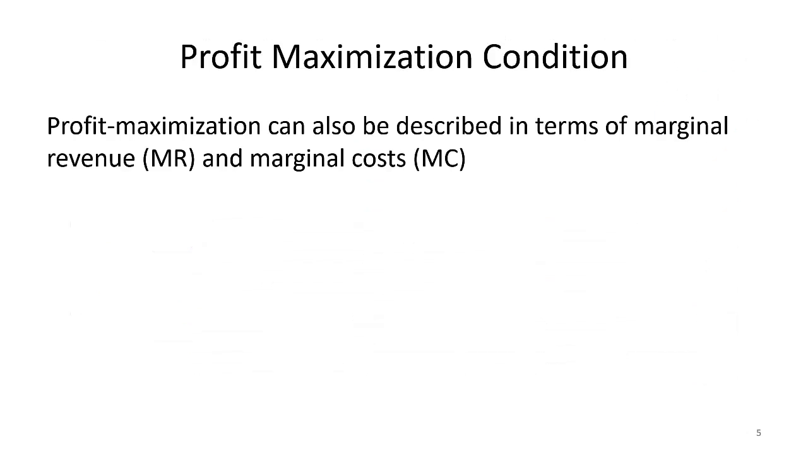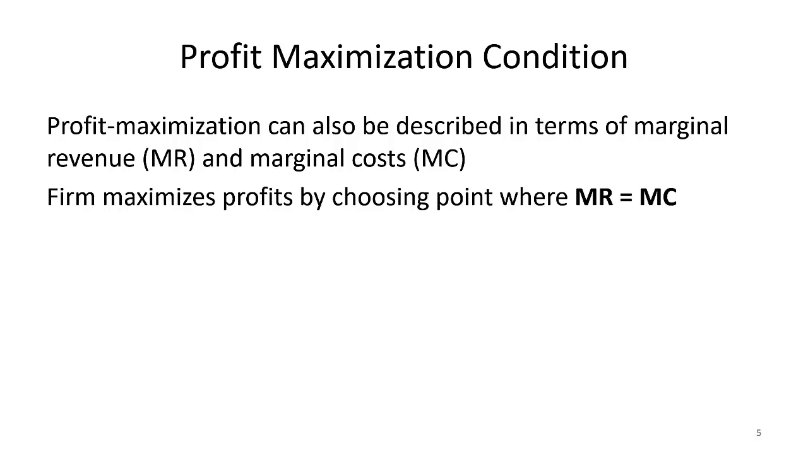So profit maximization can also be described in terms of marginal revenue and marginal cost. That's what we did right now. A firm maximizes profits by choosing the point where marginal revenue equals marginal cost. So this is your profit maximization condition. Next time, if you want to find the quantity at which a firm is going to maximize profit, all you have to do is find your marginal cost and marginal revenue.